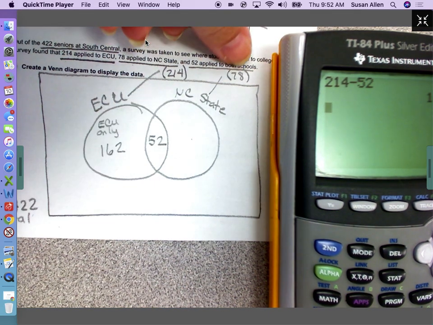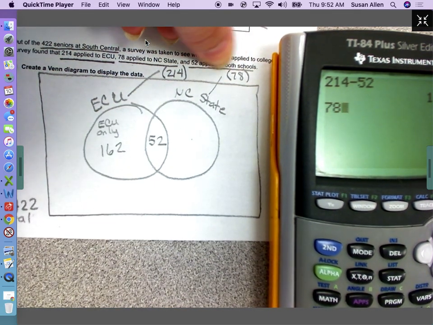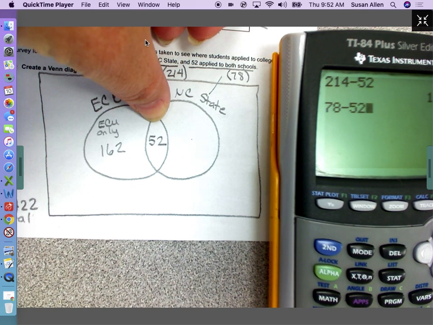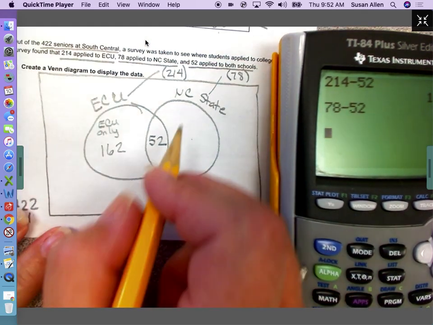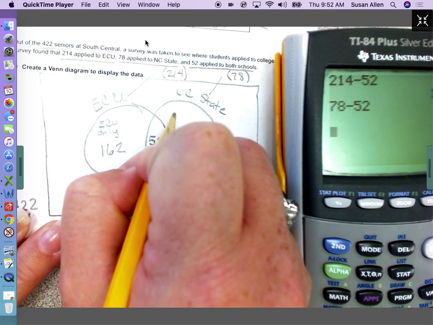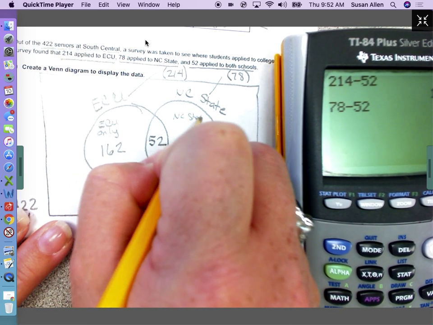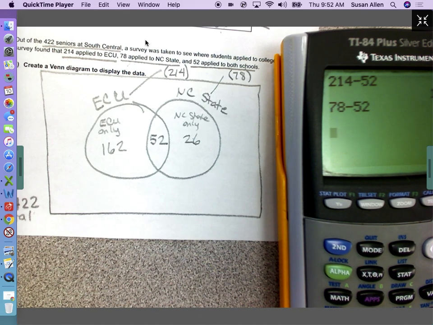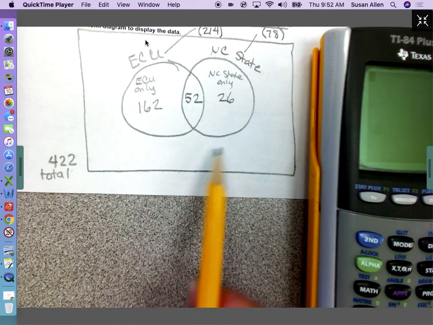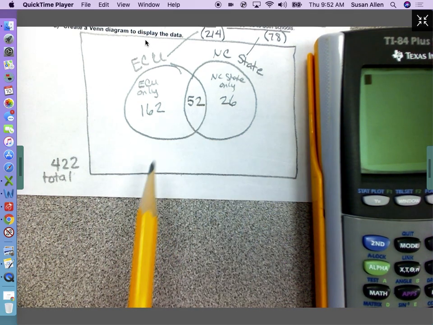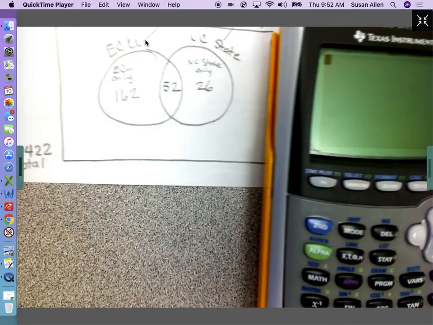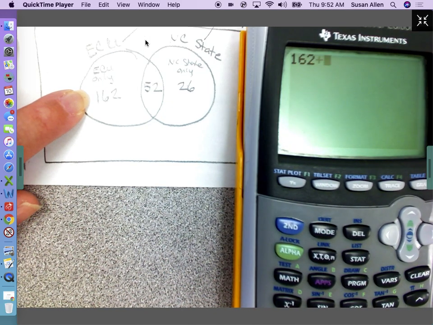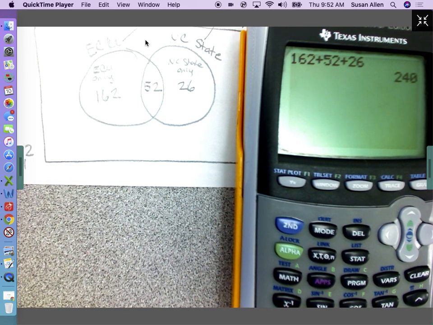Next, I have 78 students that applied to NC State. From that, I'm going to subtract out the 52 that also applied to ECU, telling me that 26 students applied to NC State only. That's what that means, and that's why we do not put these numbers directly into our Venn diagram. Now remember what I said when I began. I said that all the numbers inside this rectangle should add up to 422. So let's check. 162 plus 52 plus 26. Does that add up to 422?